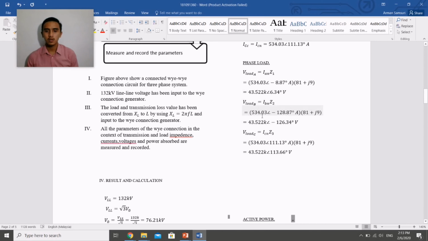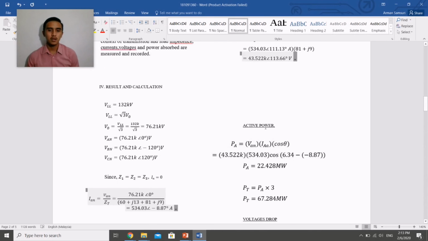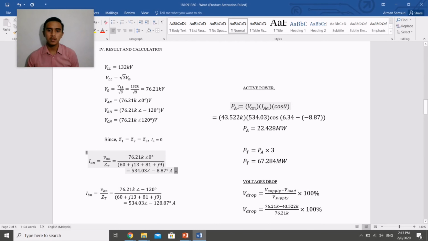And for the V load B, I got the same value, but the angle is negative 126.34 degree volt. And for the V load C, I got the angle is 113.66 degree volt. For the active power, I use this formula PA equals VAN multiplied by IAA and multiplied by cos theta.